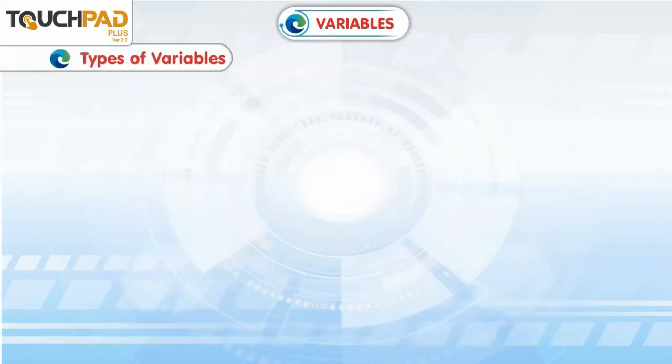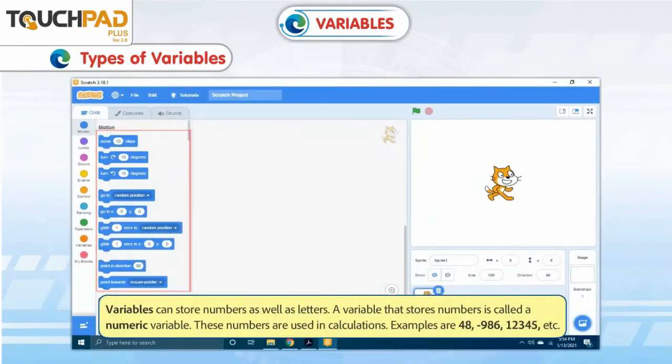Types of variables. Variables can store numbers as well as letters. A variable that stores numbers is called a numeric variable. These numbers are used in calculations. Examples are 48, minus 986, 12345, etc.